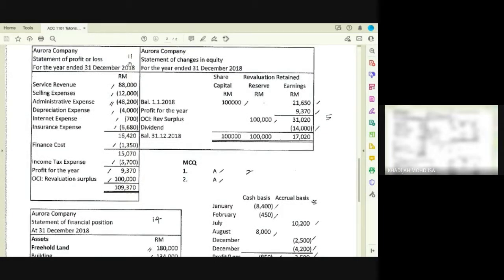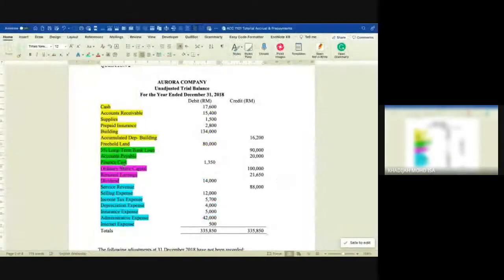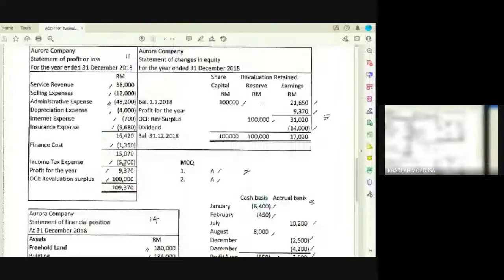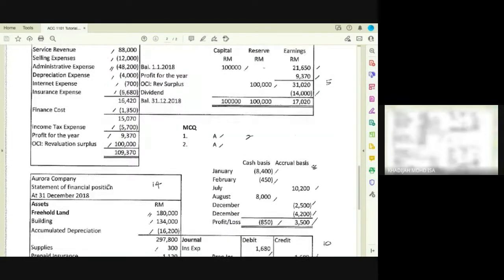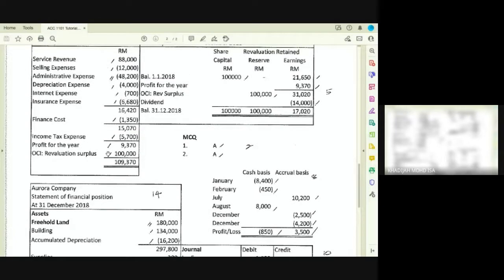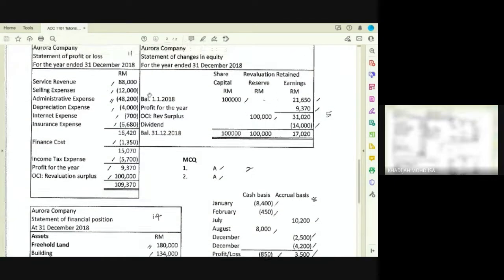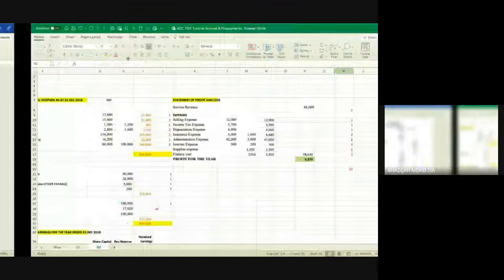Why 11? Where do you get this income tax expense 5,700? Oh, it is in there. Income tax expense. Okay, alright. So why is this? Oh, it goes into revaluation here. I think it's okay. So this is just the presentation. If you put it here, why do you want to put it here again? Oh, it's just a presentation. So it's okay. Here we have 11, but I have 12.